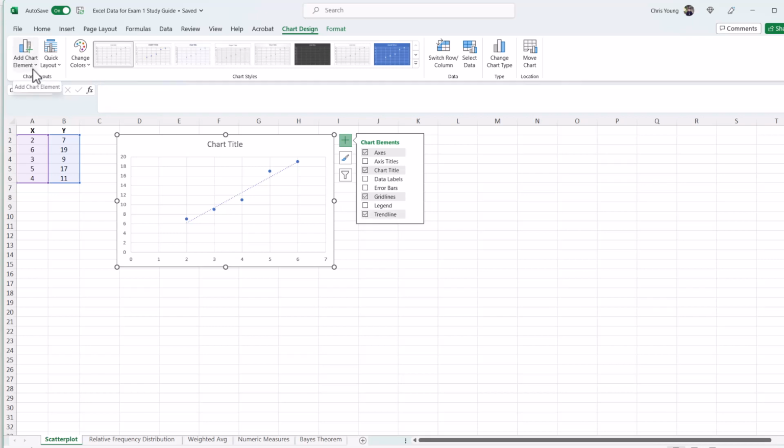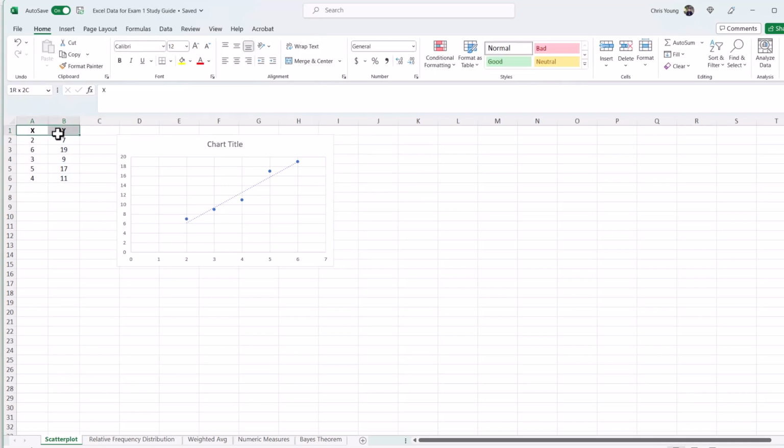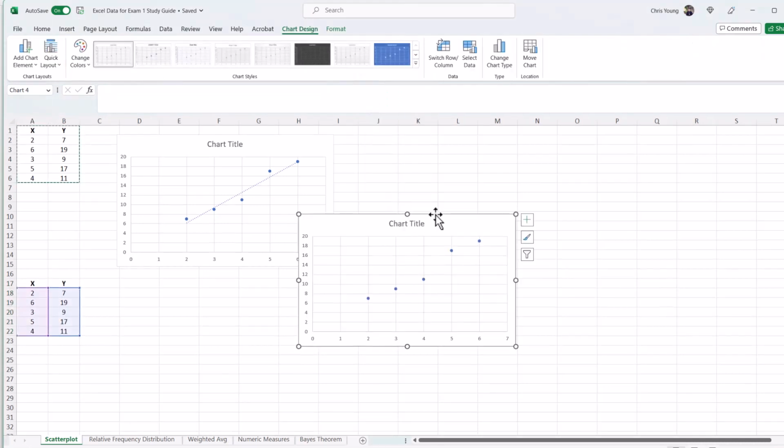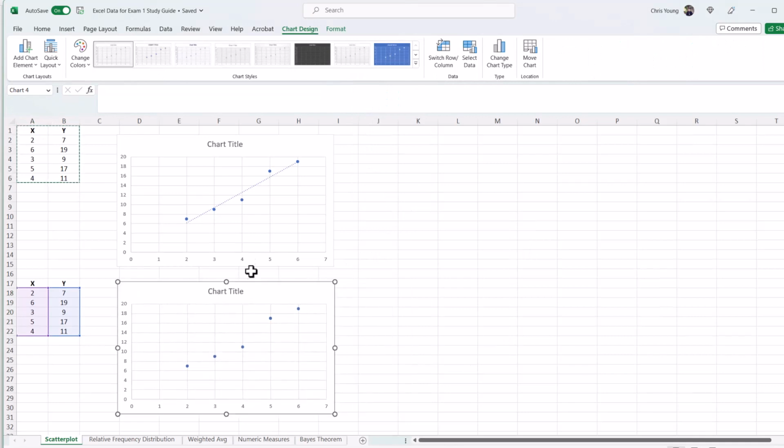So that is a pretty straightforward question, but I thought what I would do on this video is demonstrate a little bit of the other situations that could occur. So I'm going to go ahead and copy my data here, and I'm going to paste it right here. And I'm going to go ahead and insert another scatter plot. And then I'm going to put it right here, and let's go ahead and add our trend line.